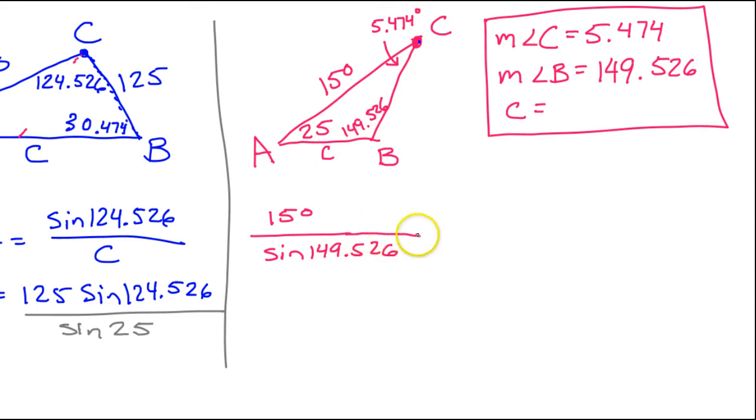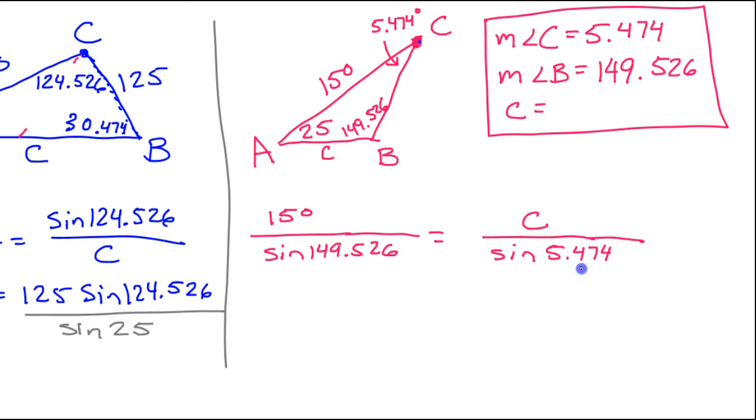149.526. All right, make sure you are using 3 decimal places. And that should equal side over sine angle for another pair. So obviously I'm looking for side C, so I'm going to do side C over the sine of angle C, which is what we just found, 5.474.